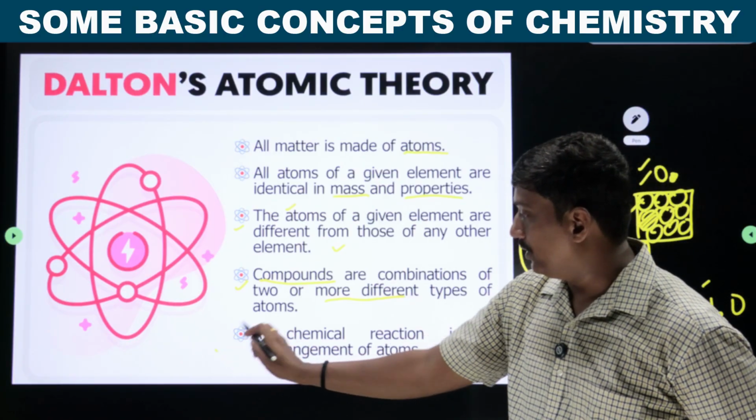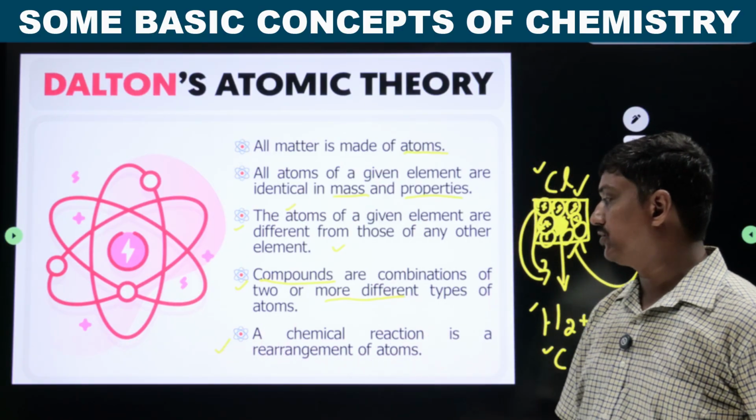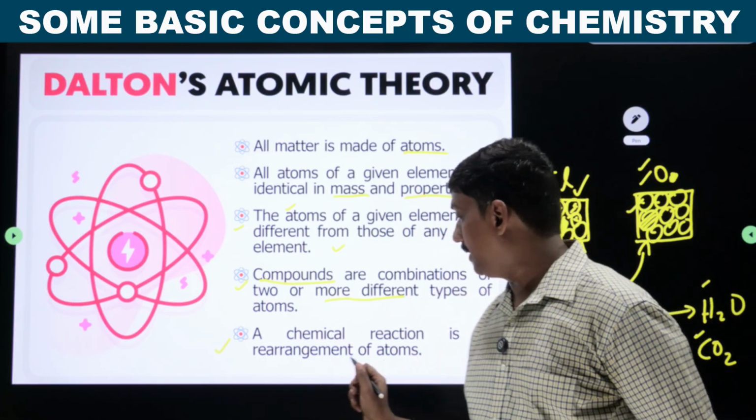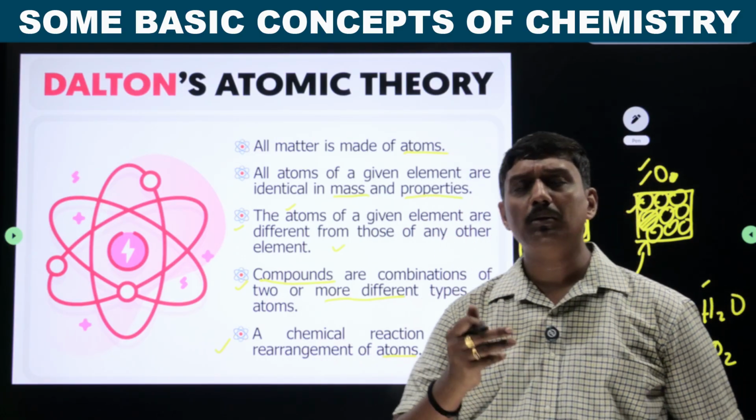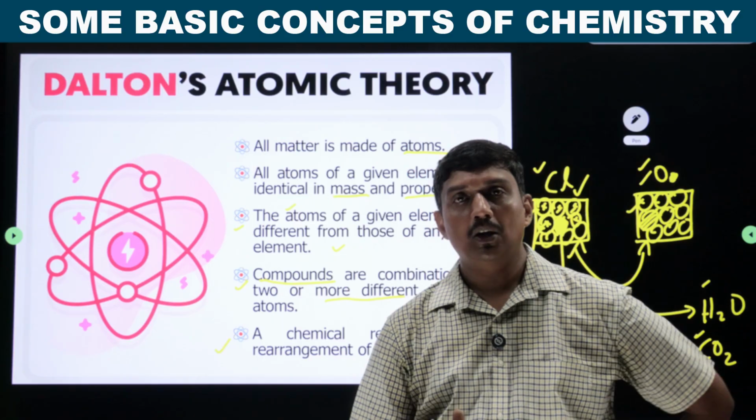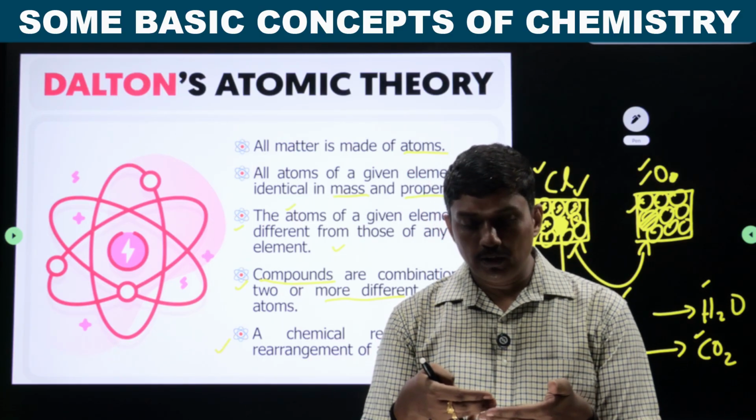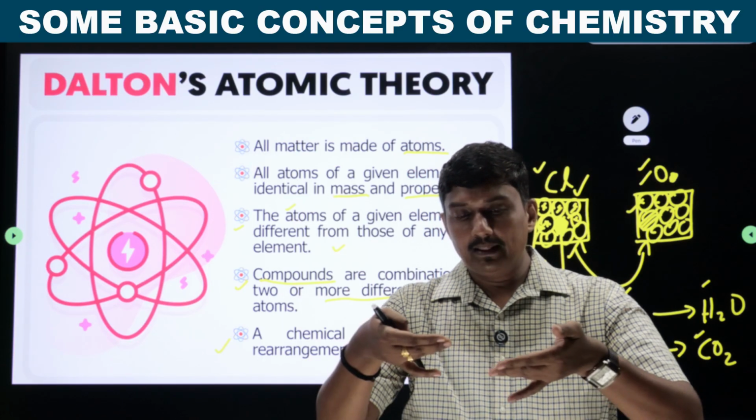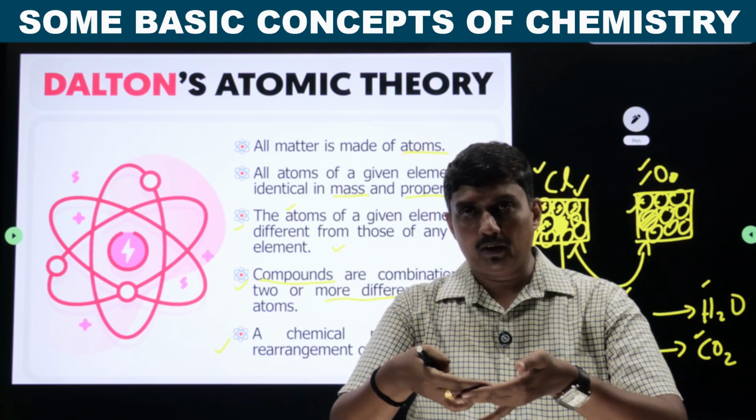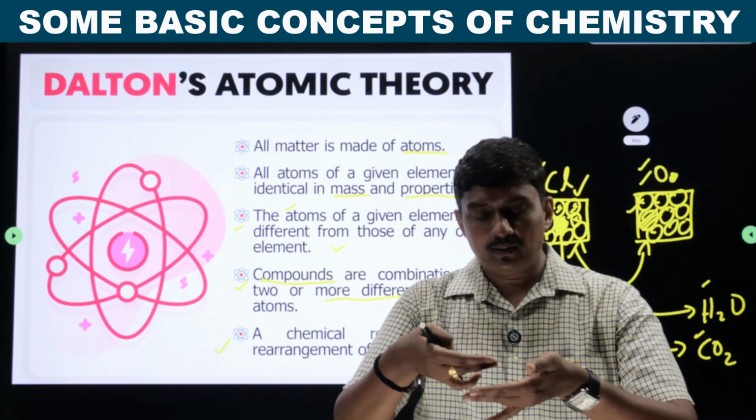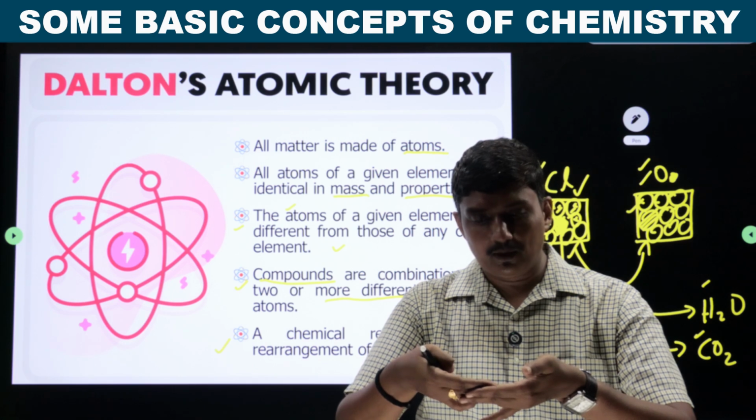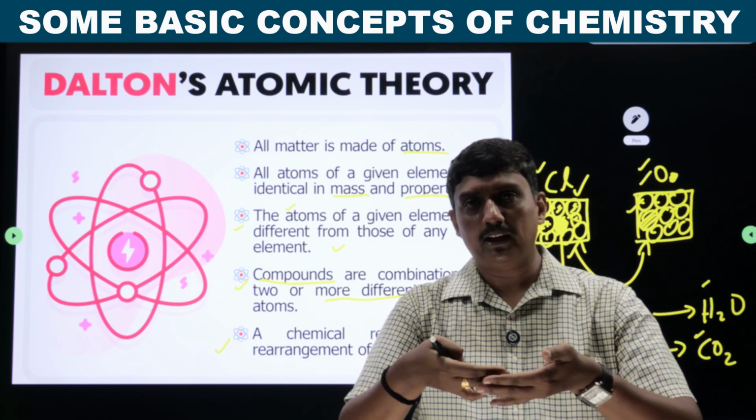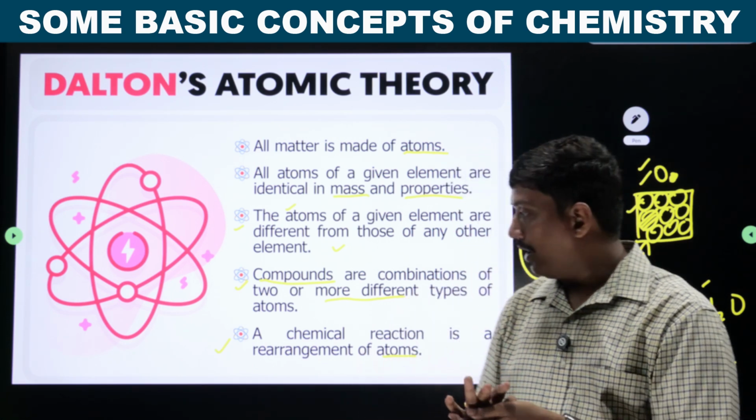The next one is that a chemical reaction is a rearrangement of atoms. What is the meaning of a rearrangement of atoms? So, during the formation of a compound, the atoms are involved. When these atoms are involved in the formation of a compound, it does not take place in a simple way.